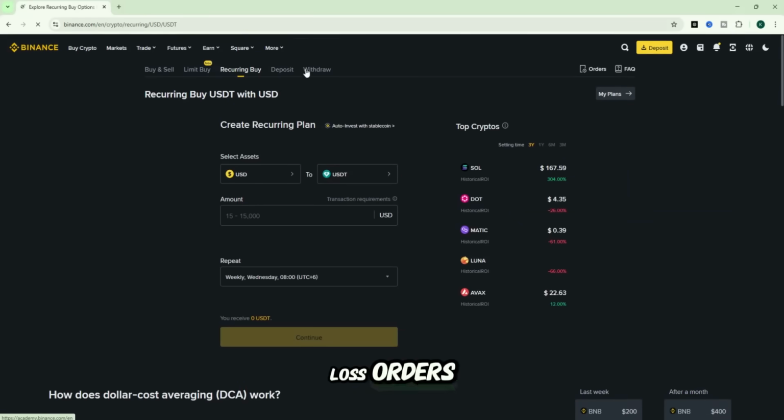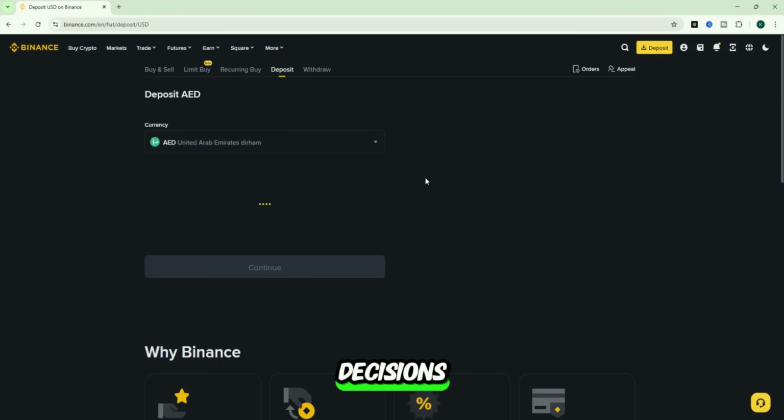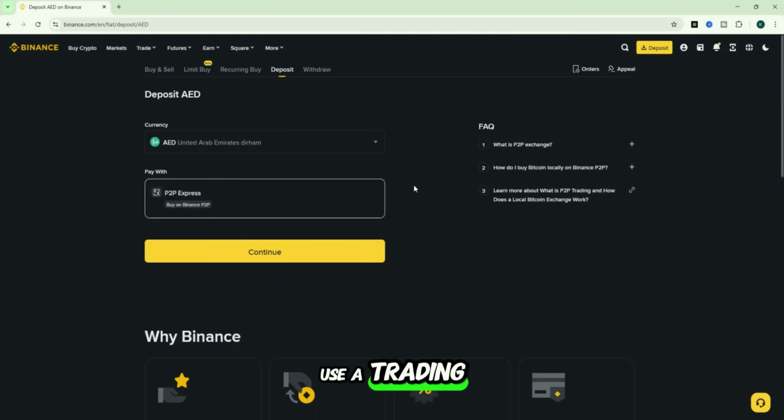Use stop-loss orders. Never use all your capital on one trade. Keep emotions out of your decisions. Use a trading journal.